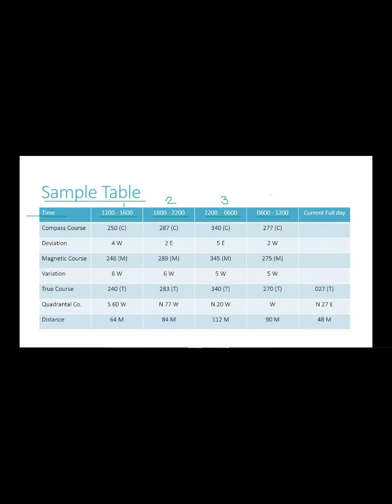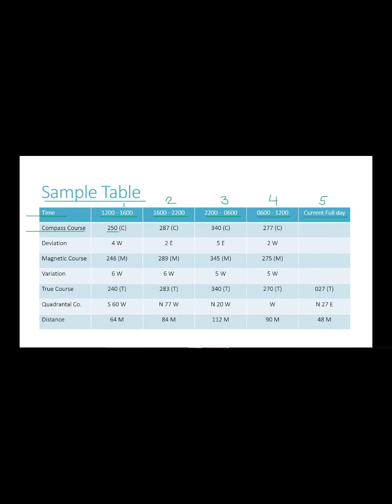0600 to next day noon. This is the fourth leg. And they have given us the current also for the full day. So as I told you, the current is taken as a course and distance. So this is our fifth leg of the passage. So what we do is, first of all, we write the compass course by the ship which is given to us.